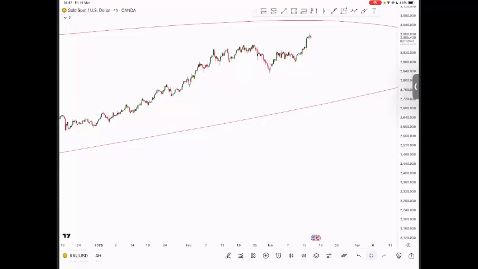An uptrend is made up of higher highs and higher lows. For a downtrend, lower highs and lower lows. So long as the lows are higher than the previous lows and the highs are higher than the previous highs, no matter where you zoom to, it's still an uptrend. You understand? Okay, yeah, I get you. Thank you.